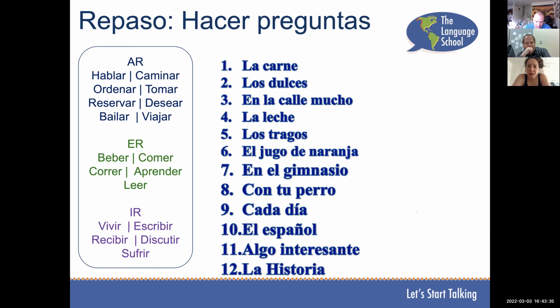¿Tú bebes la leche? Sí, bebo la leche. I know I should know this. Okay. ¿Bebes los tragos? Sí, bebo los tragos. ¿Tú bebes el jugo de naranja? Sí, bebo el jugo de naranja un poco.